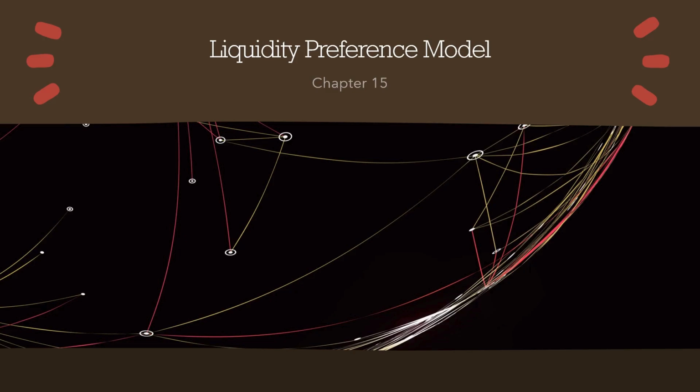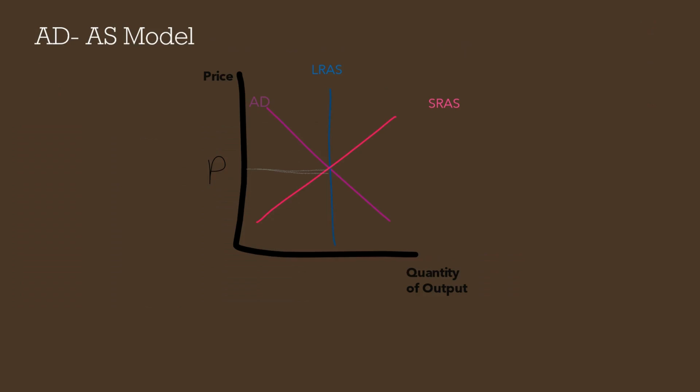Today we'll be going over our liquidity preference model in Chapter 15. First, we'll look at the aggregate demand and the aggregate supply model. We have quantities on the x-axis, price on the y-axis, an upward sloping short-run aggregate supply, a downward sloping aggregate demand. Now we're going to take a look at what happens if an expansionary policy is put into place.